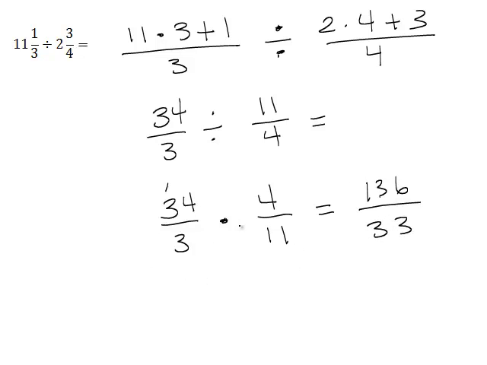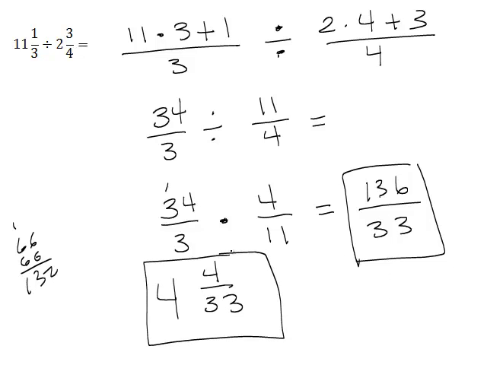Again, my denominator has prime factors of 3 and 11. And because 3 and 11 are not factors in the numerator, this is reduced. We could write it as a mixed number. 4 and 4/33 is the mixed number equivalent of 136 over 33.